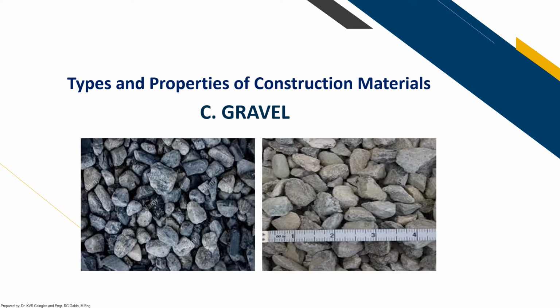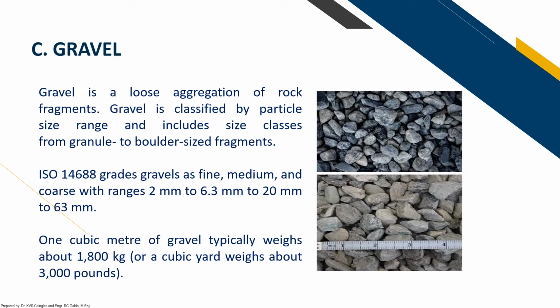So next, construction material, wherein your properties or your quality test is based on the properties of gravel. What we have discussed already is the timber and the sand. Now we talk about gravel. Gravel is a loose aggregation of rock fragments. Gravel is classified by particle size range and includes size classes from granule to boulder-sized fragments.